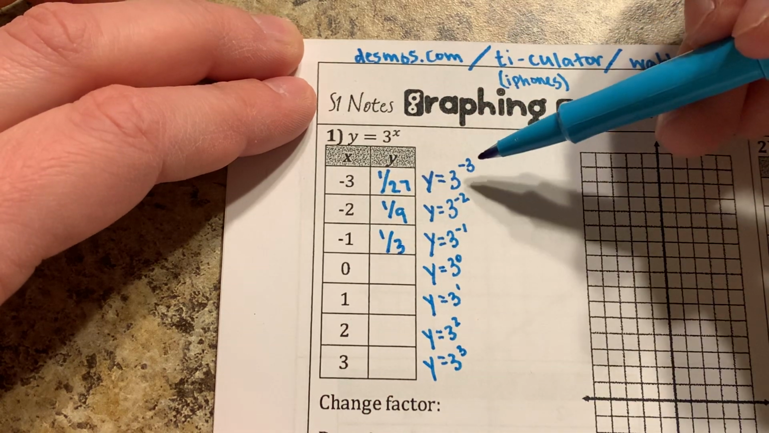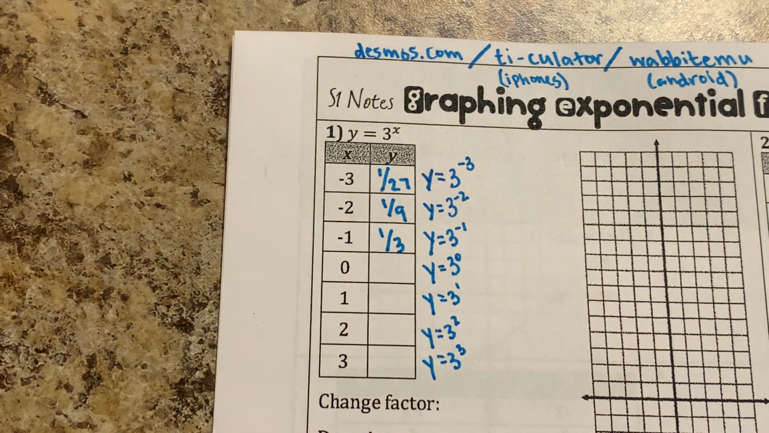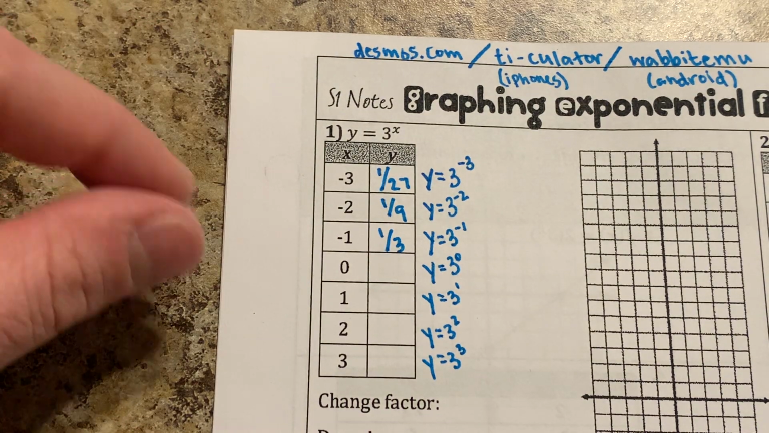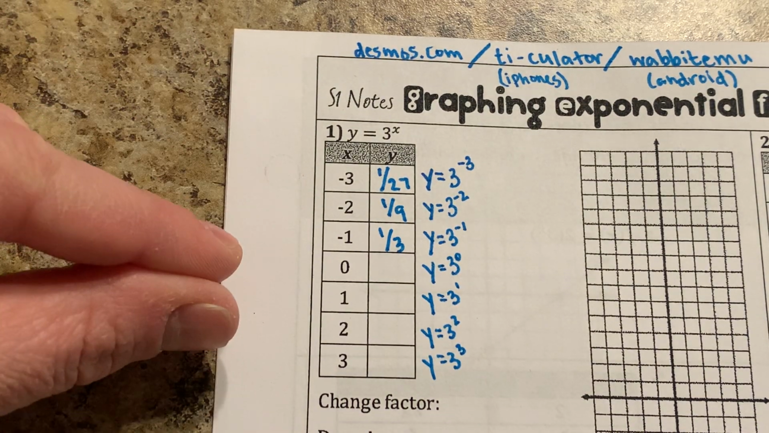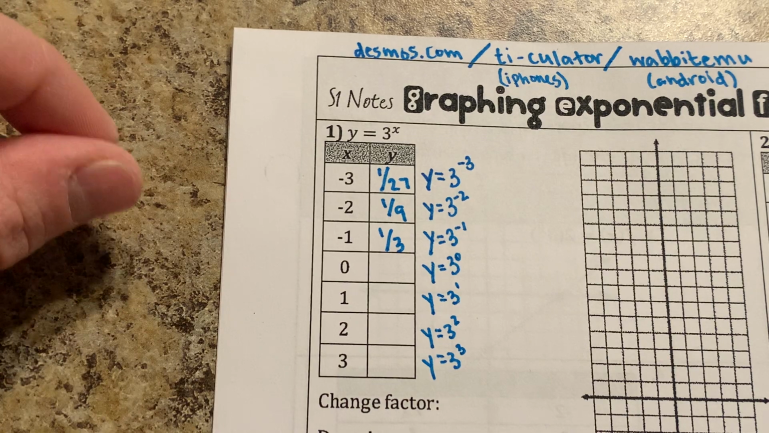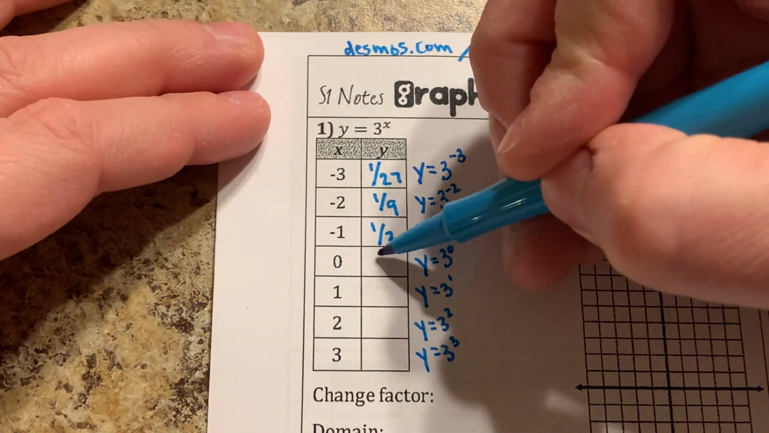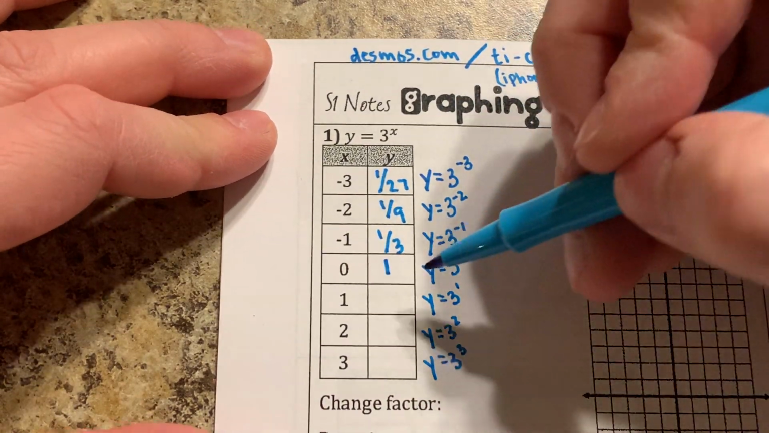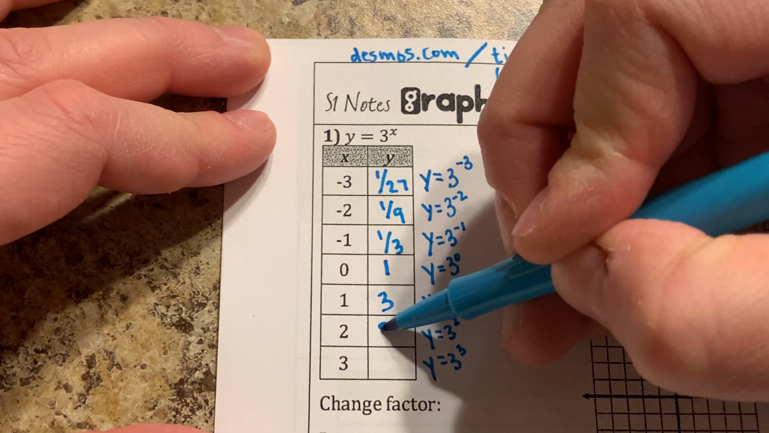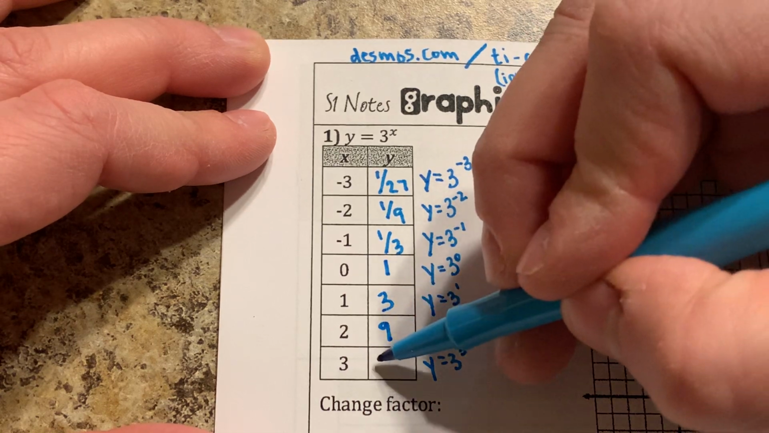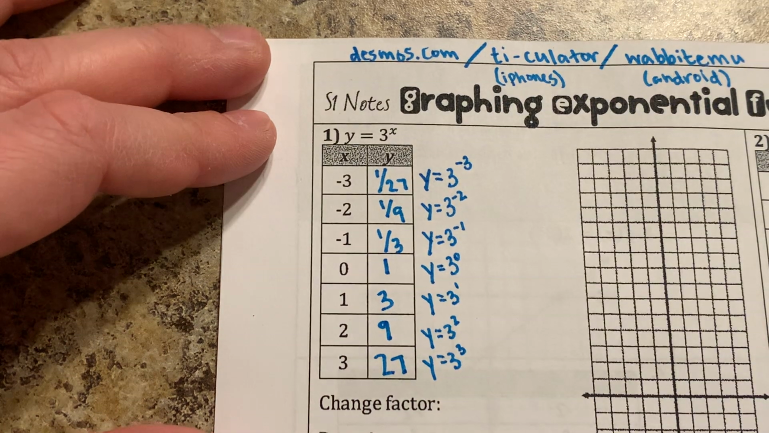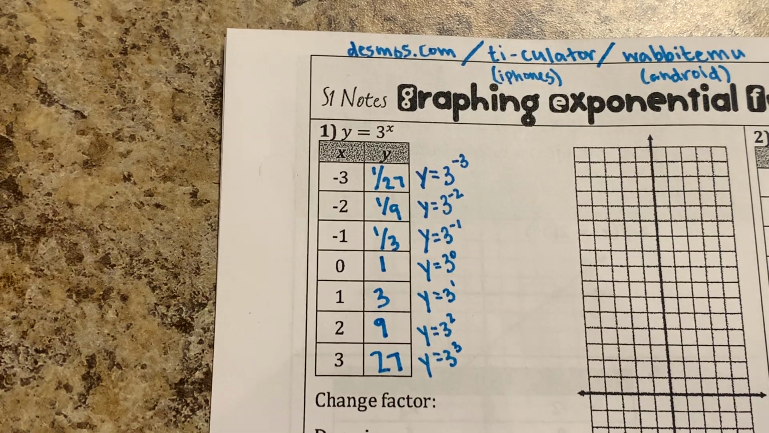And as you notice, remember with those negative exponents, it's just like doing a positive exponent, but it brings the value of that positive exponent to the denominator. So that's how we account for a negative in the exponent. 3 to the 0 power is 1, 3 to the first power is 3, 3 squared is 9, and 3 cubed is 27. It's poor handwriting because I am writing from a weird angle.